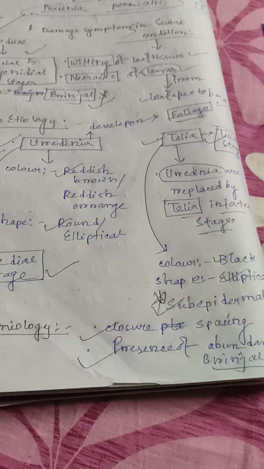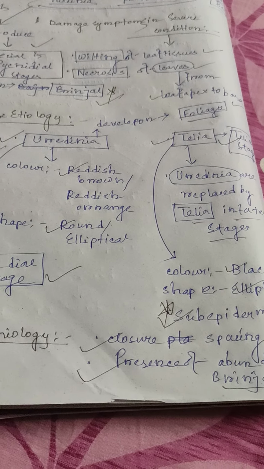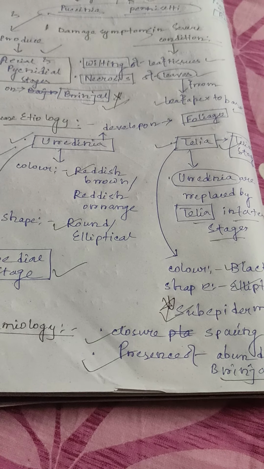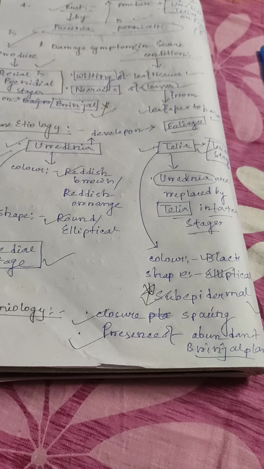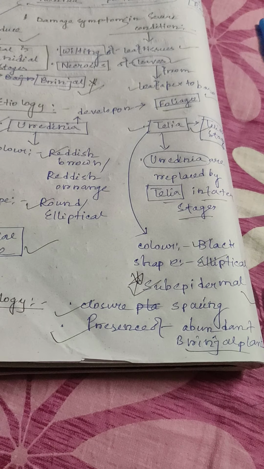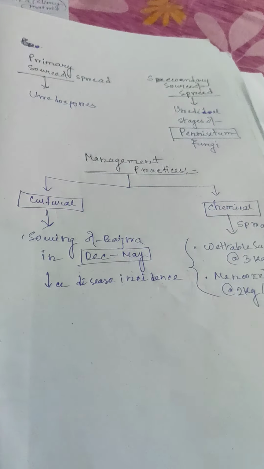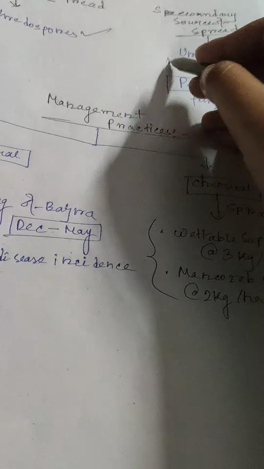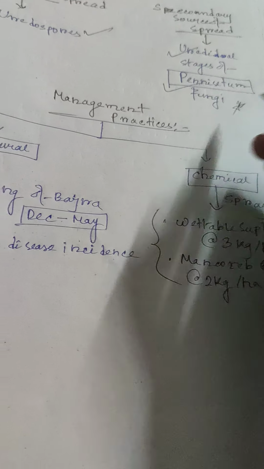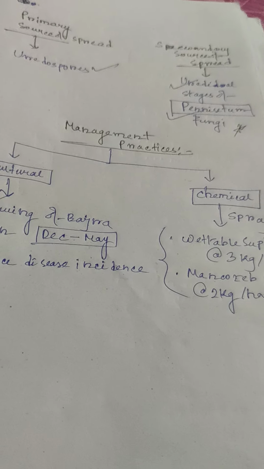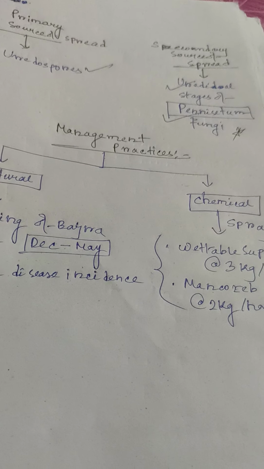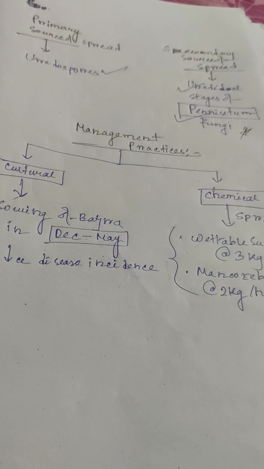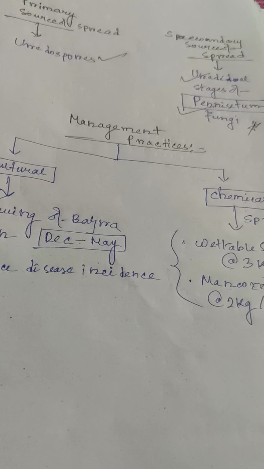Epidemiology: closer spacing and presence of abundant brinjal plants. The alternate host of the rust-causing fungi of bajra, Puccinia penniseti, is the brinjal plant. The primary source of spread is uredospores, and the secondary source of spread is the uredial stages of the penniseti fungi. These uredial stages have been observed in several other crop species.